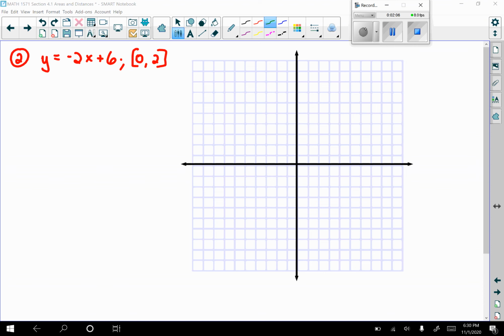Okay, our second curve or line, again, is just a line. We're going to take a look, though, at when our curve is actually a curve and not a line. So our function here, we're going to start with y equals negative 2x plus 6. My slope is negative 2, so I'm going to come down 2 over 1, down 2 over 1, down 2 over 1. So we'll go ahead and draw a line through these.